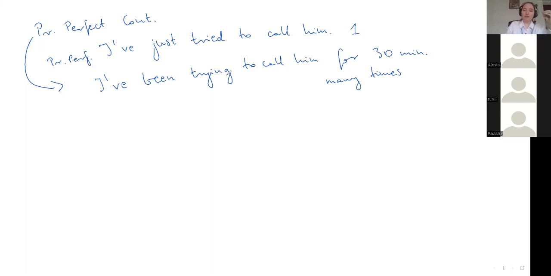And what does this continuous form mean here? I've been trying to do it. It means that I still am trying.